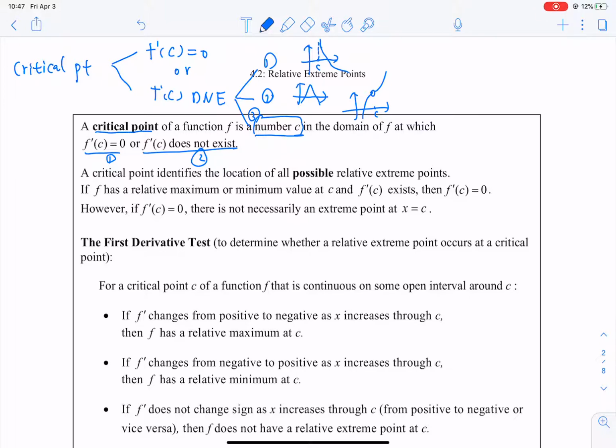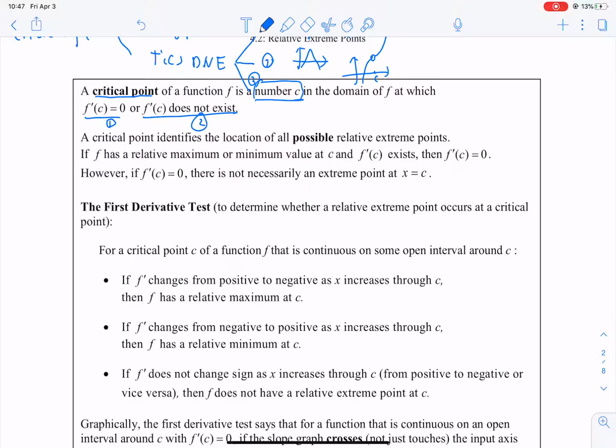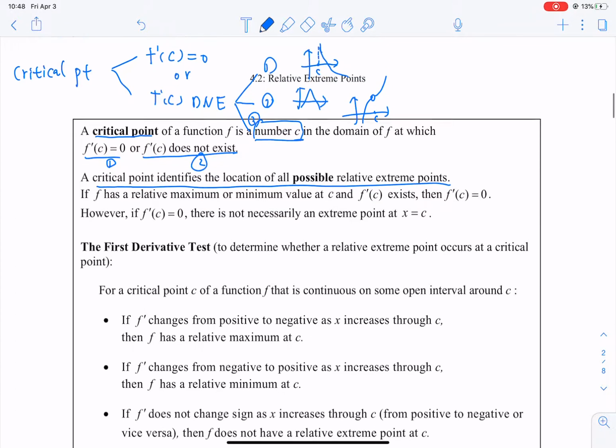And the other case of a critical point is where the derivative is 0, so the function has a horizontal tangent line. These are the critical point possibilities. And the next point: a critical point identifies the location of all possible relative extreme points. So what does this mean? We know a relative extreme point is a relative maximum or relative minimum point.